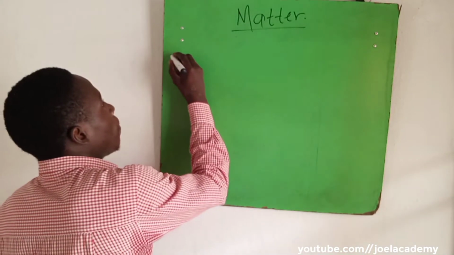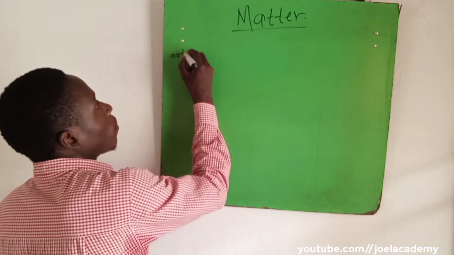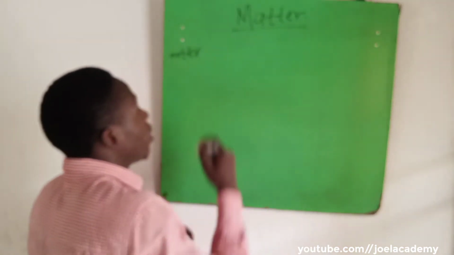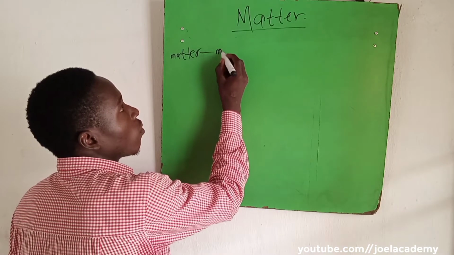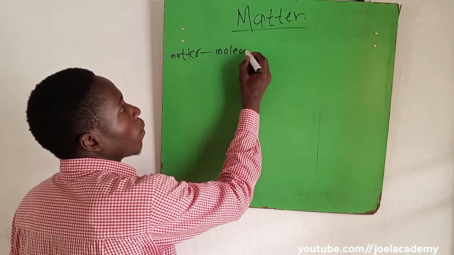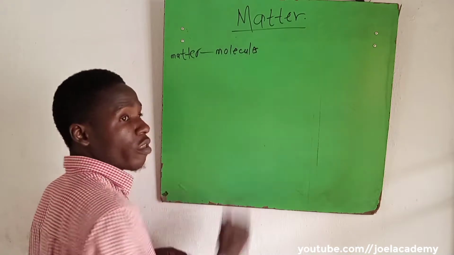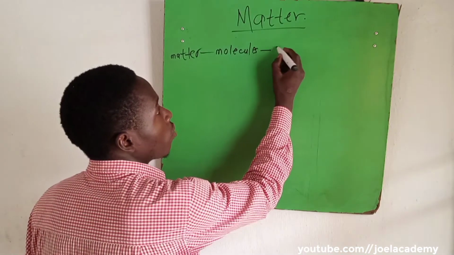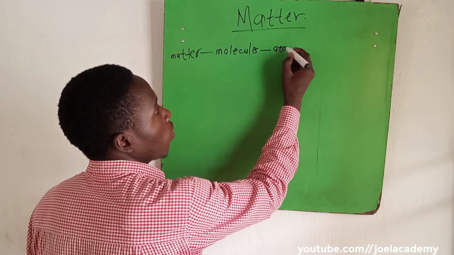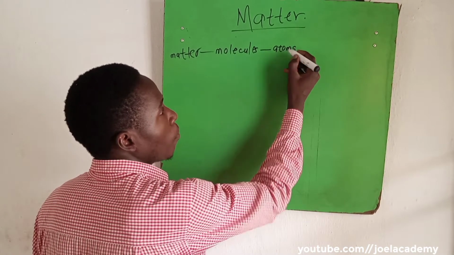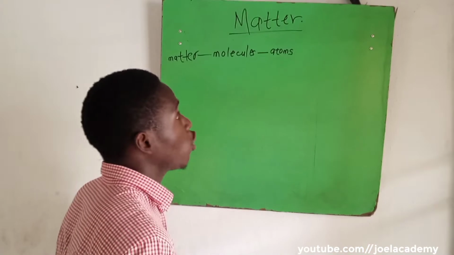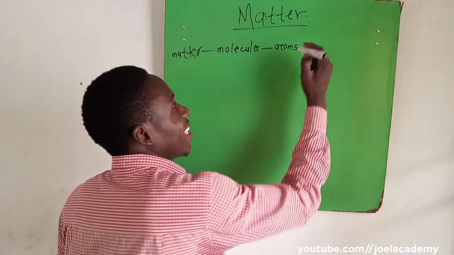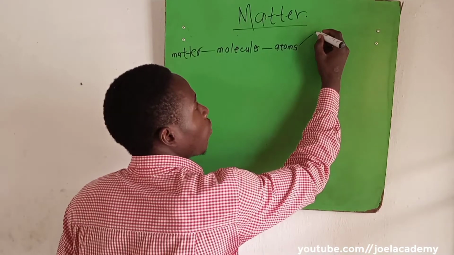Now, matter comes from what? Summation or combination of what? So many molecules. Now, molecules themselves are made up of what? Combination of what? Of atoms. So you need so many atoms, or more than one atom, to make molecules. An atom is made up of what? Electrons that revolve around the nucleus.